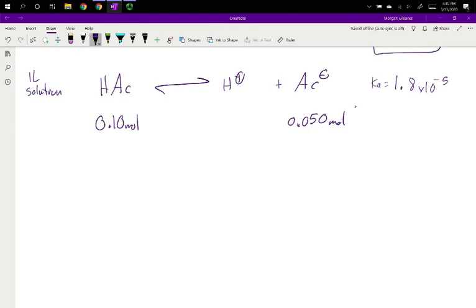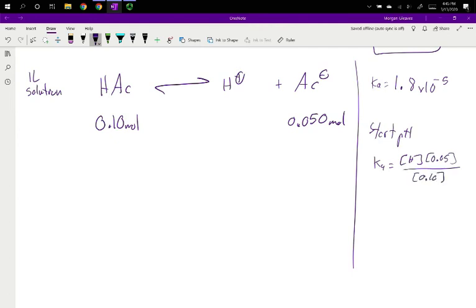This starts the pH. It's going to be our Ka. It's going to equal H plus, 0.05 for the base, 0.10 for the acid. Plug in the Ka we just had, solve for our H plus. So it's going to be 3.6 times 10 to the minus 5, which gives us a pH of 4.44.